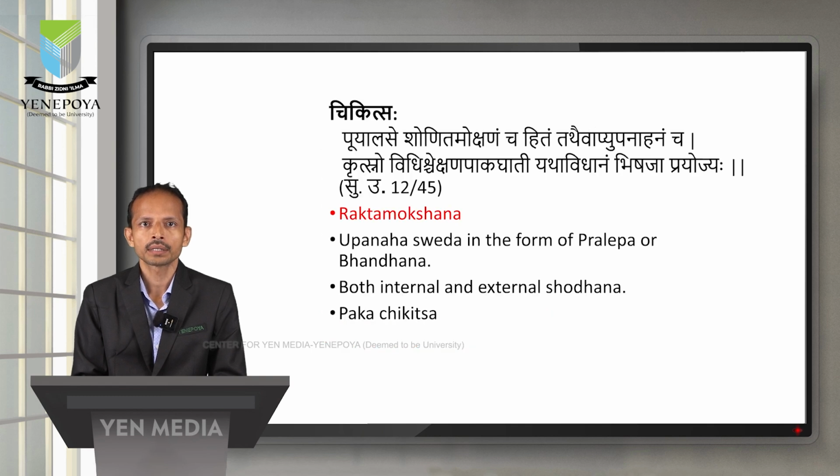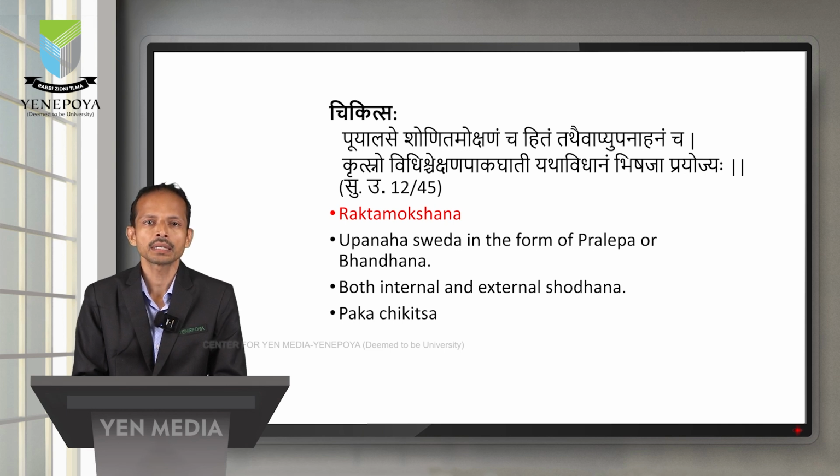And regarding the Chikitsa, Puyalaso Shonita Mokshanam cha hitam Tateva api Upanahanam cha Krishno Vidischa Akshno Pakagati Yatavidanam Beshajam Prayojya. Here Rakta Mokshana is the main line of treatment, and along with that Upanahasveda in the form of Pralepa and Bandhana. For the internal and external Shodhana is administered if a dosha utklesha is severe.